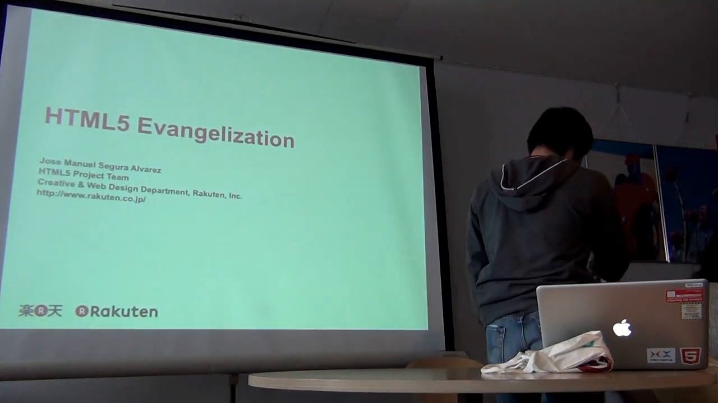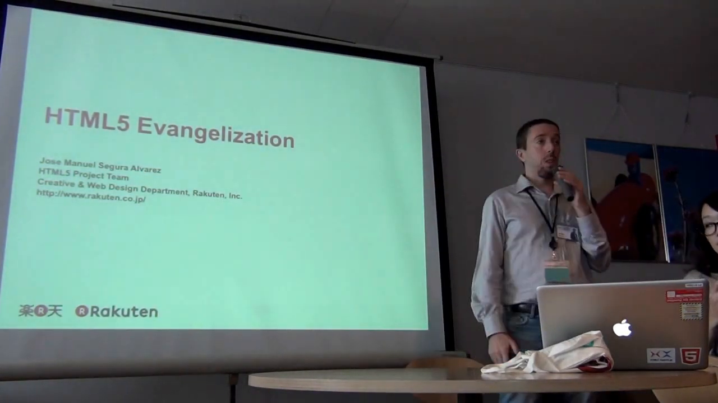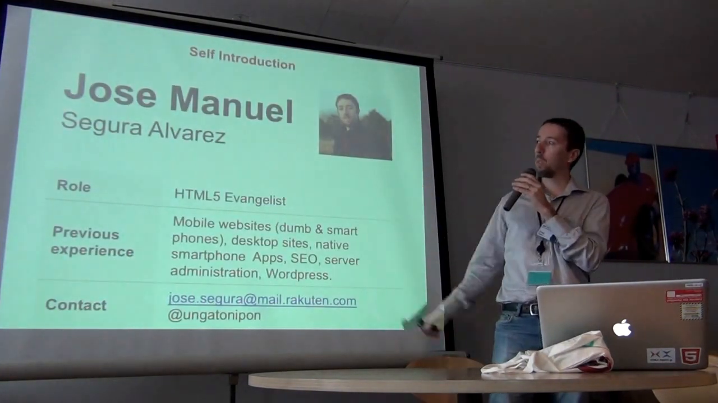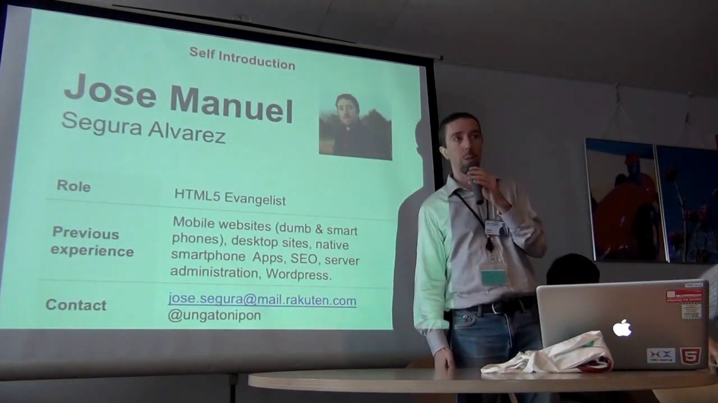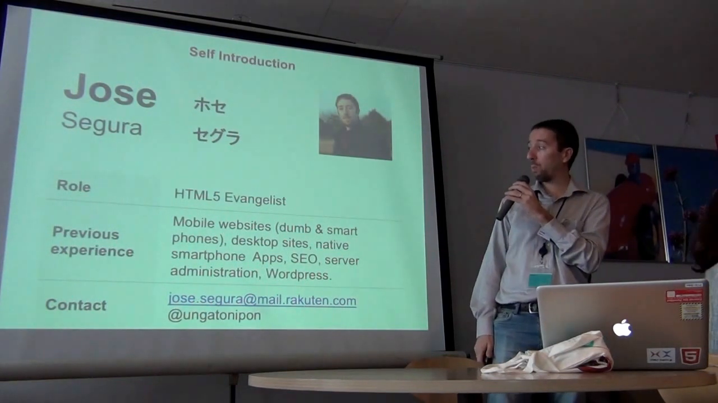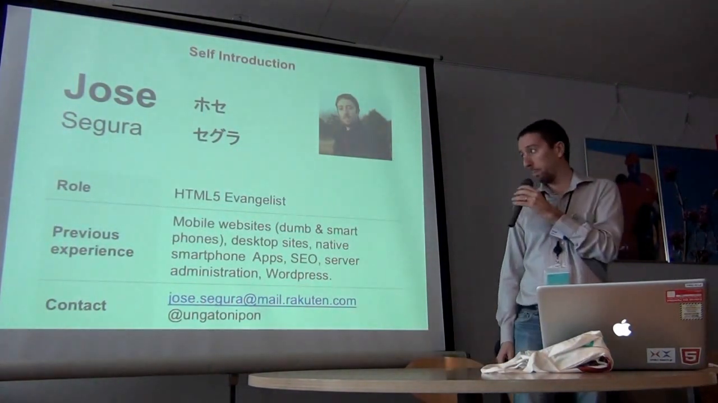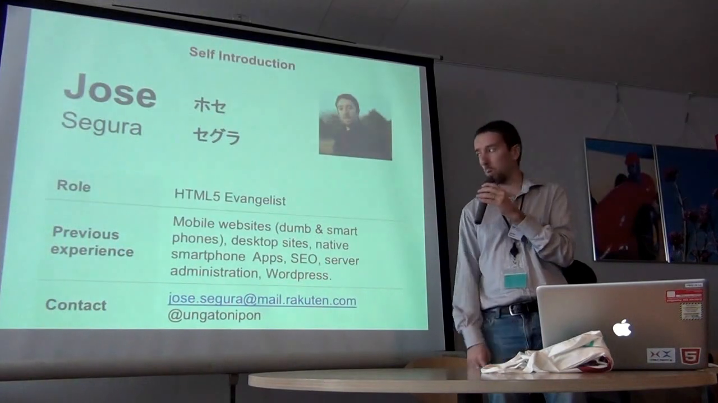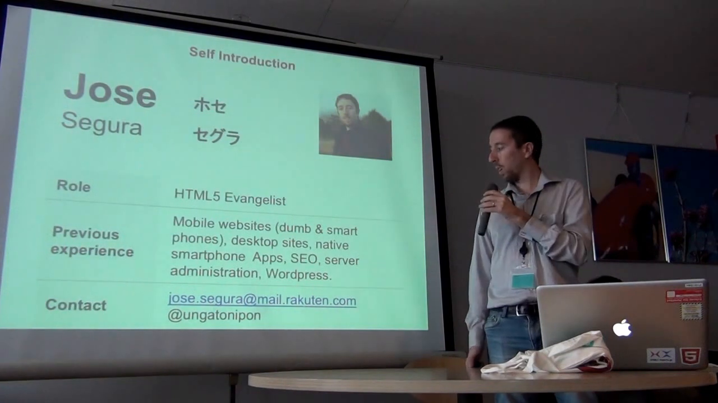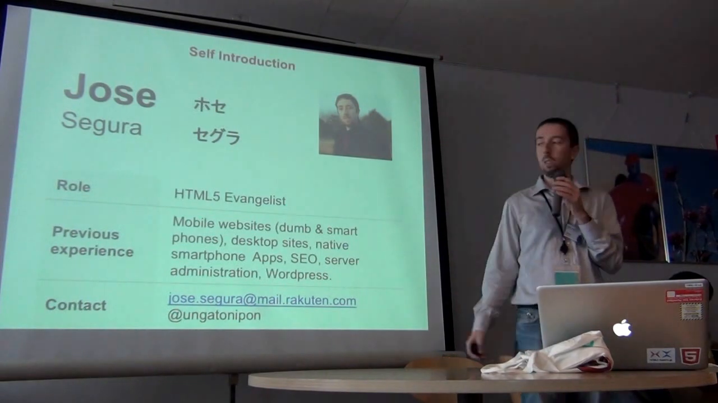Take it away. Good afternoon. Okay, so I will start talking a little bit about myself. My name is Jose Manuel Segura Alvarez. As you can see, it's a little bit too long a name, so I shortened it up like this. Jose Segura. I work as an HTML5 evangelist in Rakuten. Before, I've been doing a little bit of everything, like mobile websites for dumb and smartphones, desktop sites, native smartphone apps, SEO, server administration. So if you have any questions for me after I finish my presentation, please drop me an email to this address here.